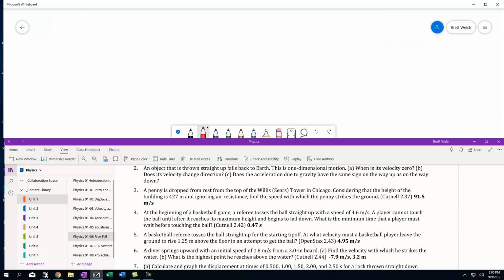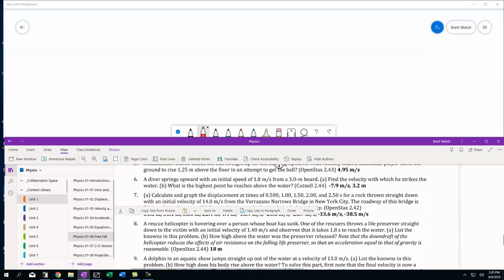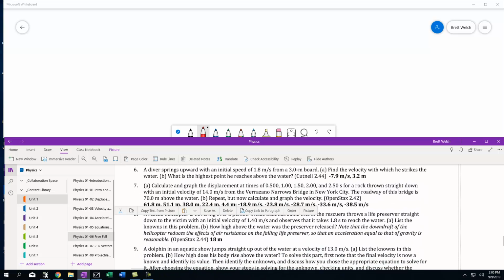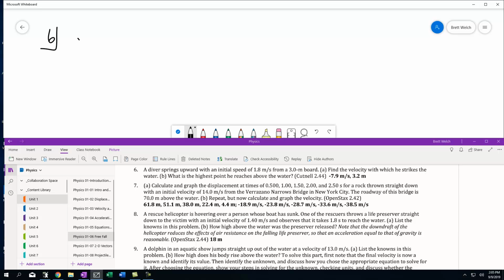Now number 6. Number 6 says a diver springs upward with an initial speed of 1.8 meters per second. So there's a v naught of 1.8 meters per second, and that was an upward jump. We're told that they're from a 3-meter high board. Okay, so now that we'll get to in a second. If you want to look at the picture of it, that means it's 3 meters above the water. Okay, so this is the diver here. Diver's going to jump up and then come down into the water.